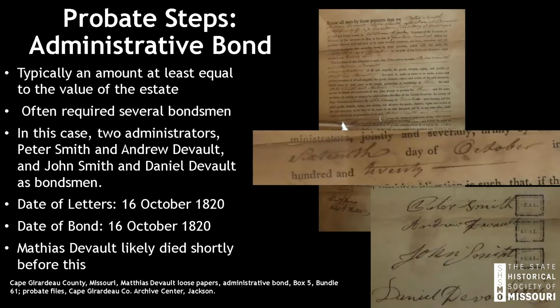In this case, the 2 administrators and John Smith and Daniel DeVault served as bondsmen in order to get the amount of the bond posted. So the date of the letters of administration was the 16th of October, also the same date as the posting of the bond. So Matthias DeVault, again, probably died right before this.